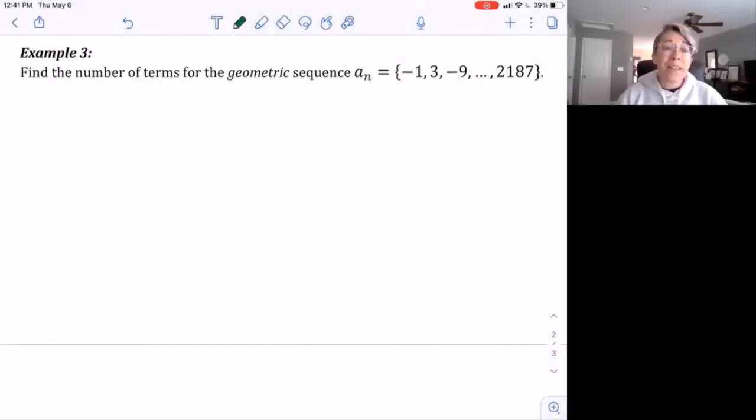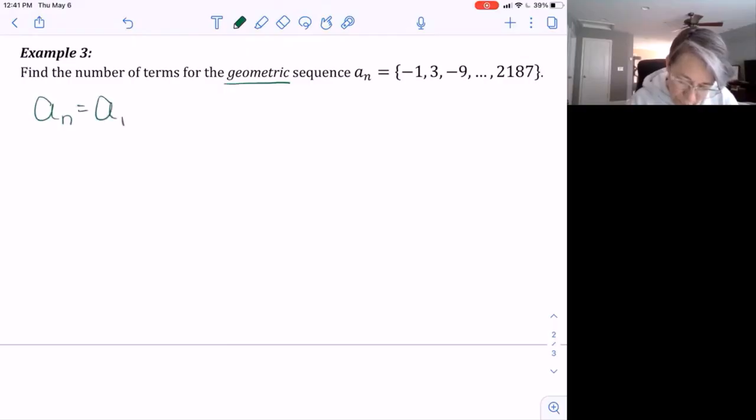Example 3, we're supposed to find the number of terms for a geometric sequence. So again, they're telling us it's geometric. So that tells us that a sub n is our first term times some common ratio to the n minus 1. And this time, instead of giving us 2 points, they're giving us this sequence. And again, it's not just finding the formula, they want to know how many terms.